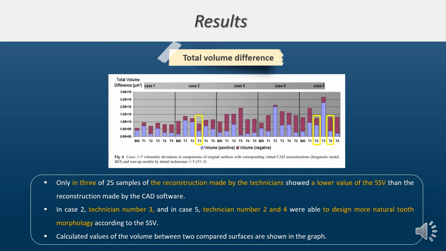This is the graph showing the total volume difference of all 25 samples. Only in 3 out of 25 samples did the technician's reconstruction show a lower SSV value than the CAD reconstruction. According to the SSV, technician number 3 of case 2 and technician number 2 and 4 of case 5 were able to design more natural tooth morphology.